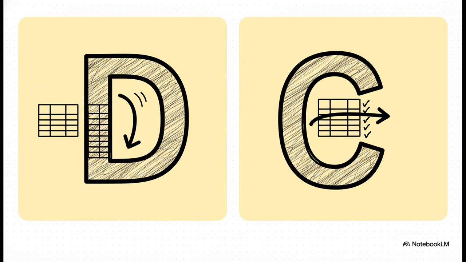And the answer is, degree is the number of columns, the attributes. Cardinality is the number of rows, the tuples. And here's a little trick so you never, ever forget. Think D for degree is D for down, because columns go down the page. Simple, isn't it? You'll never get that wrong again.